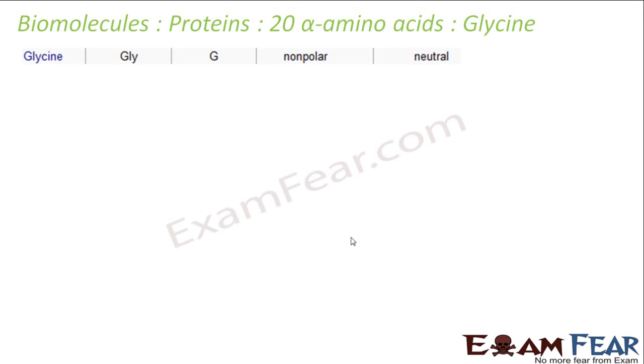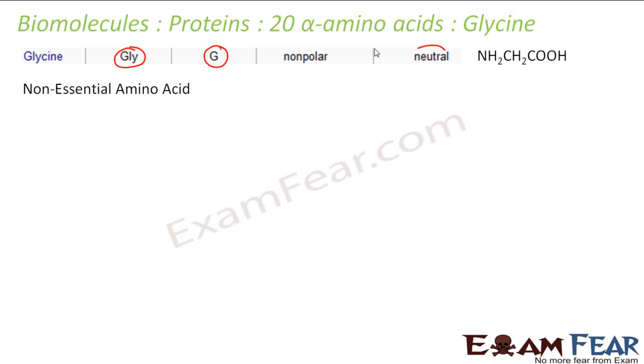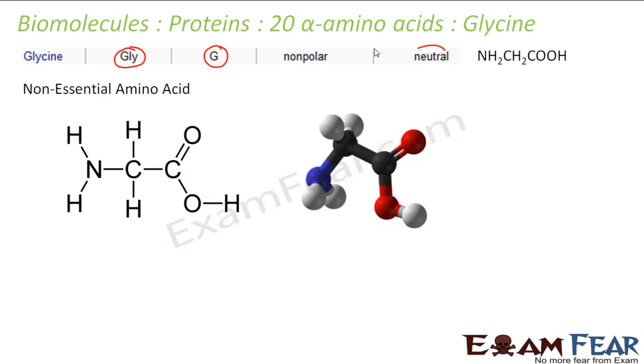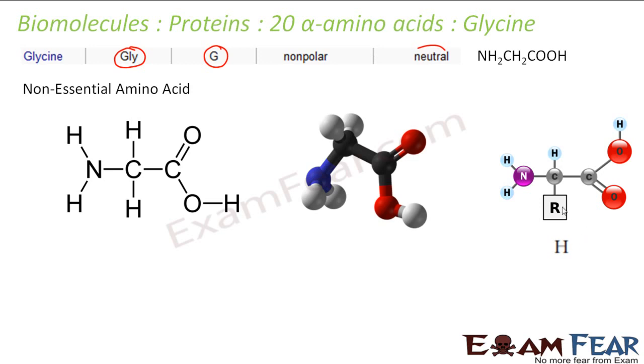The next is glycine. 3-letter is GLY and single letter is G. It is neutral. Right? NH2CH2COOH. This is also a non-essential amino acid. This is the structure, and if you compare R, R is nothing but H. This is the smallest of the 20 amino acids. This is colorless. They taste sweet, and that's why the name glycine came, because glykys means sweet in Greek. They are crystalline solids.